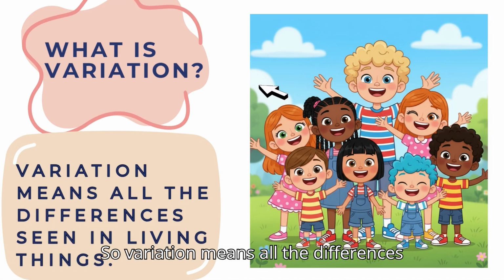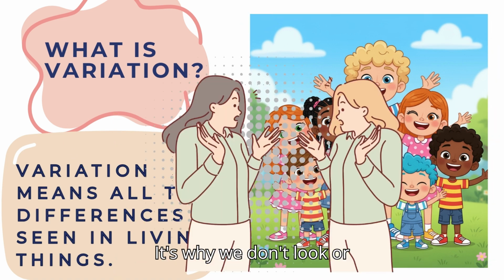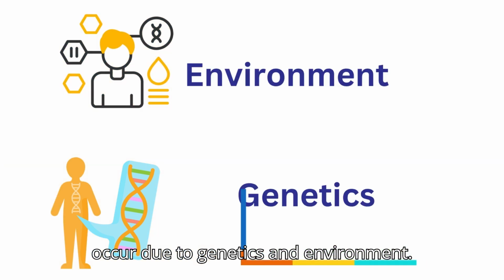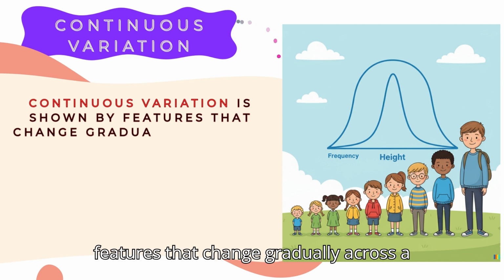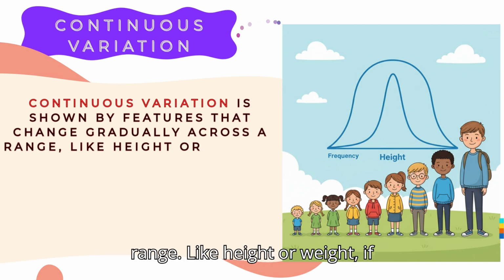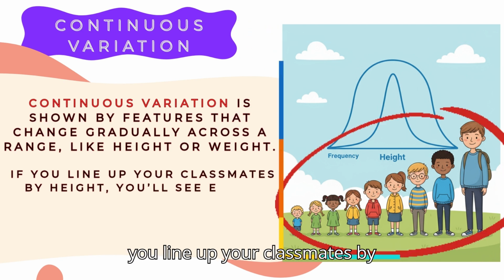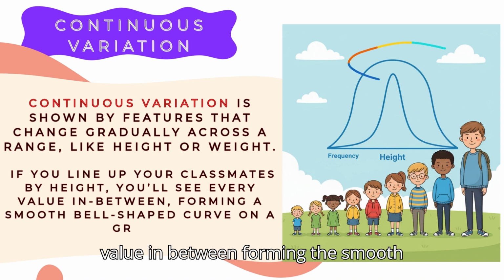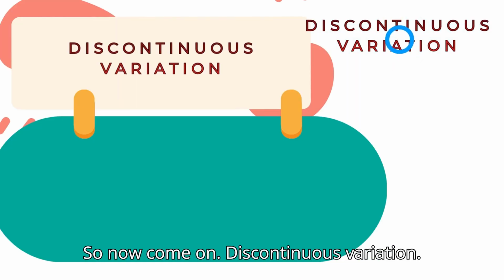So, variation means all the differences seen in living things. For humans, it's why we don't look or act exactly the same. Variation can occur due to genetics and environment. Continuous variation is shown by the features that change gradually across a range, like height or weight. If you line up your classmates by height, you will see every value in between, forming a smooth bell-shaped curve on a graph. So now we come to discontinuous variation.